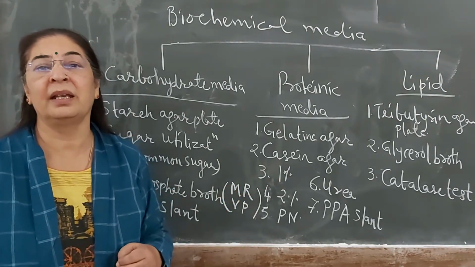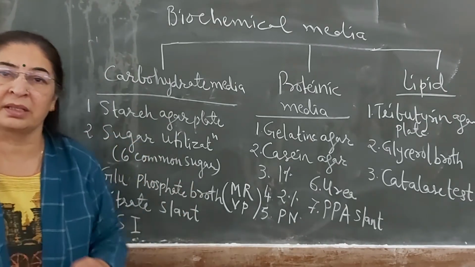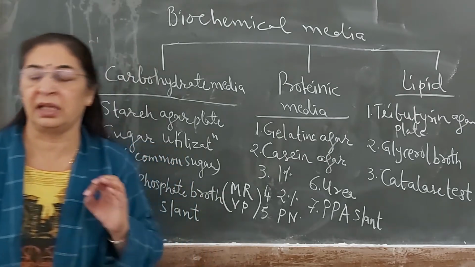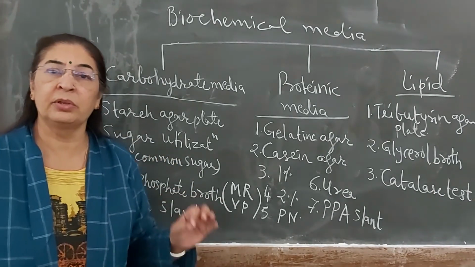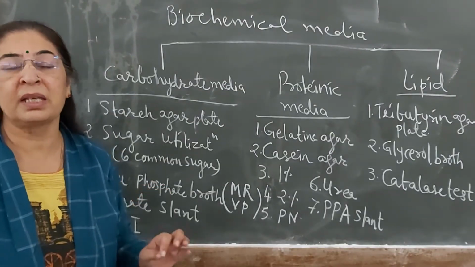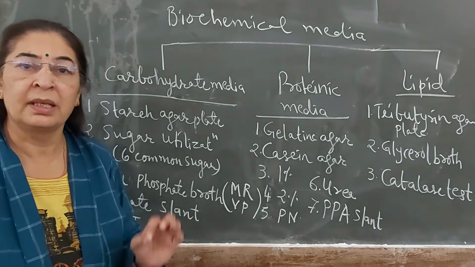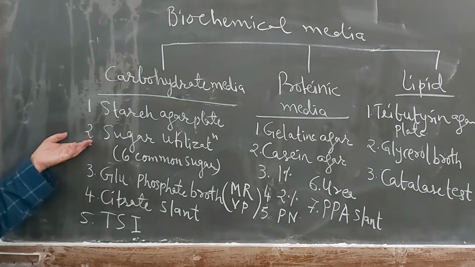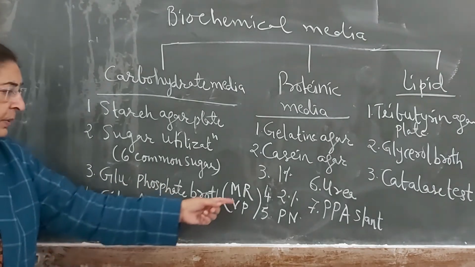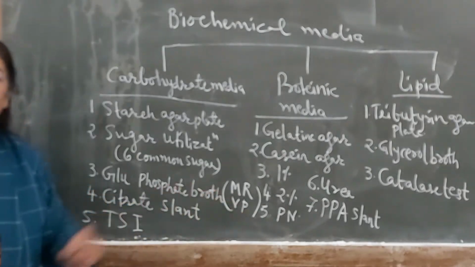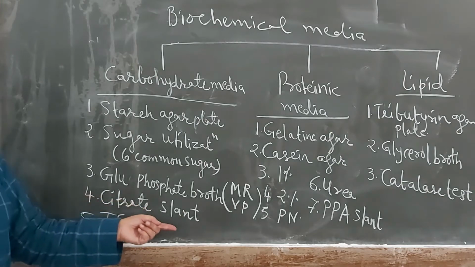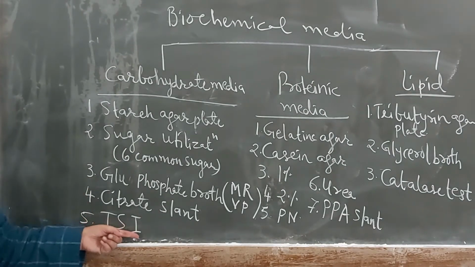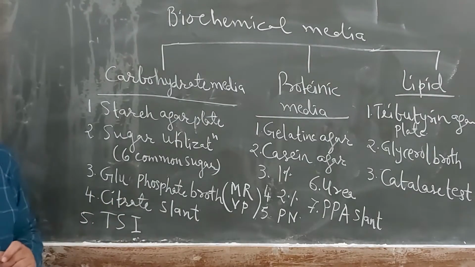Certain indicator dyes are added in this medium so that the dye will convert its color from the alkaline state into the acidic state. In the case of bromocresol purple, it will turn yellow, and if there is gas production, the Durham's tube will show bubbles, which indicates the gas production connected with the 6 common sugar utilization. Glucose phosphate broth is taken for the methyl red test and for the Voges-Proskauer test. Citrate slant will be taken to find out whether citrate is utilized by these organisms or not, and triple sugar iron agar slant is also checked for the presence of certain bacteria.